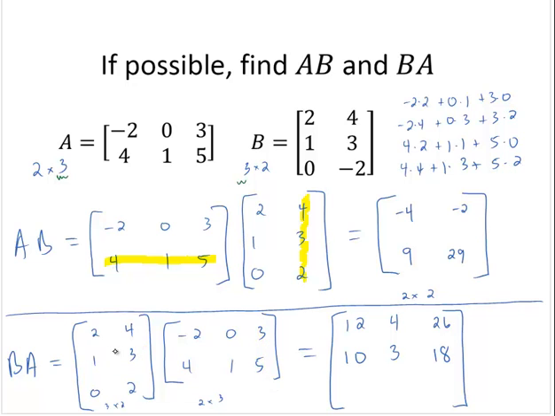All right, and finally the third row, first column, 0 times negative 2 is 0, 2 times 4 is 8, and 0 plus 8 is 8. Third row, second column, 0 times 0 is 0, 2 times 1 is 2. And finally, third row, third column, 0 times 3 is 0, 2 times 5 is 10, 0 plus 10 is 10.